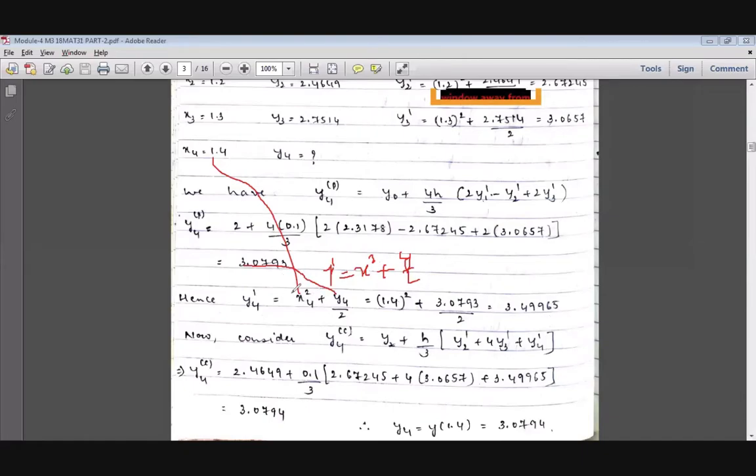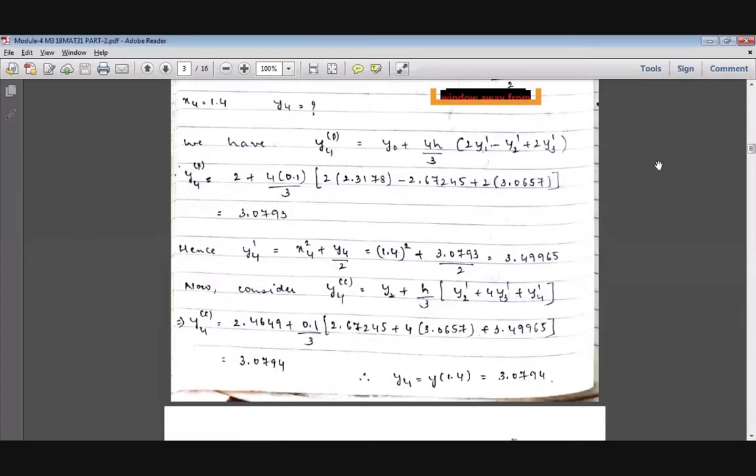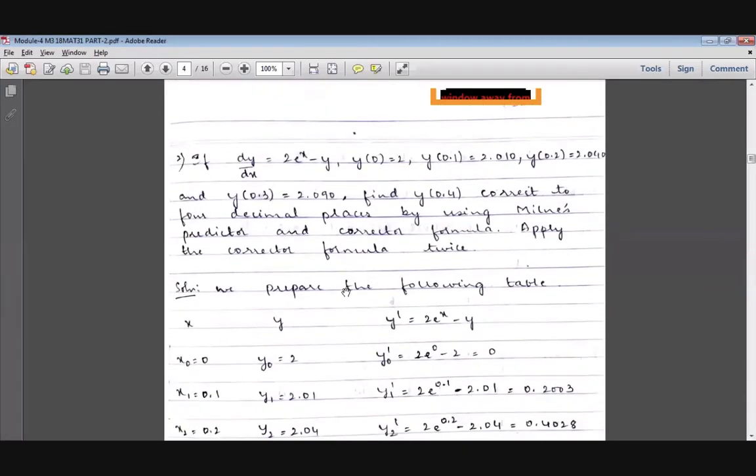Now after finding this, just substitute y4 dash, y3 dash, y2 dash, h and y2, and you will get y4 of c. Understood? So this is the method. We'll go to the next problem.